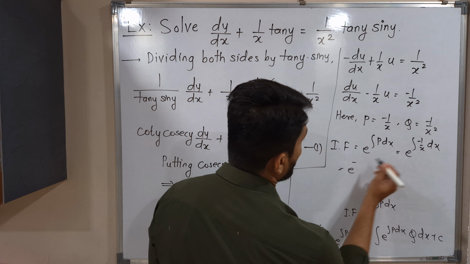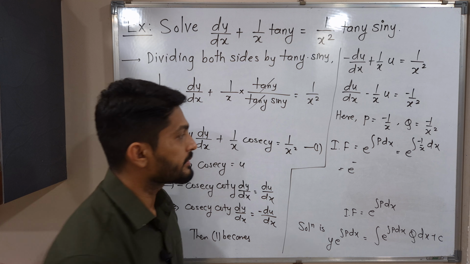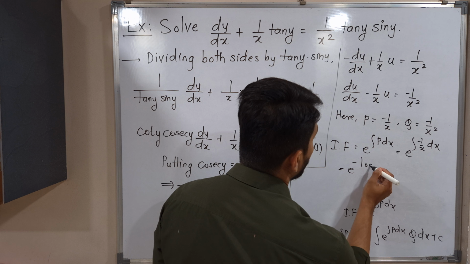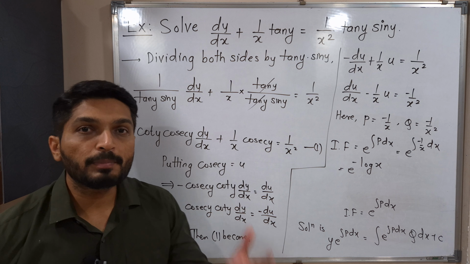So that minus sign came outside. And 1 by x is still there. What is integration of 1 by x? Log x. Integration of 1 by x is log x. So we got this one, and we can simplify it more.